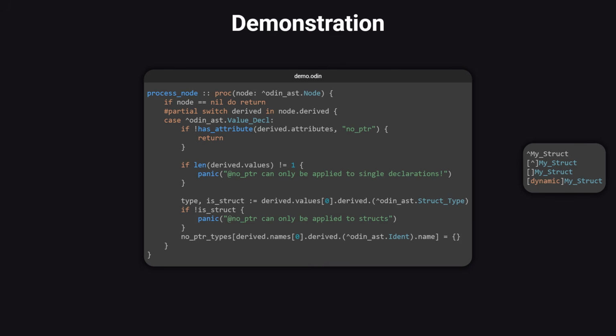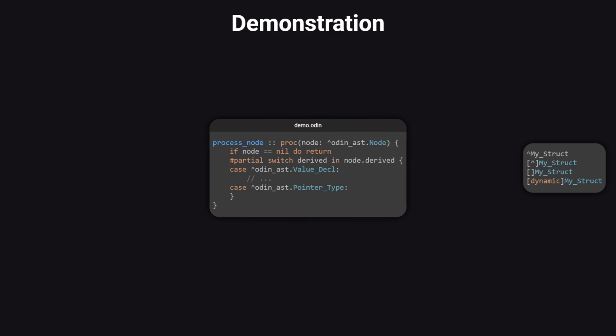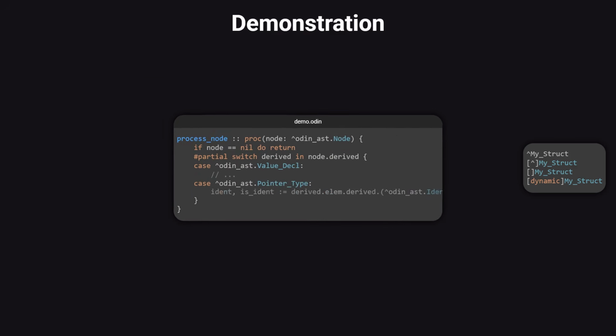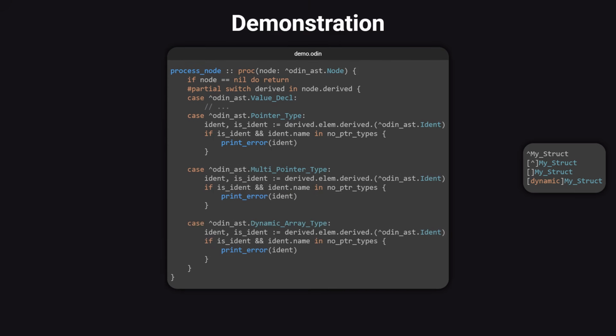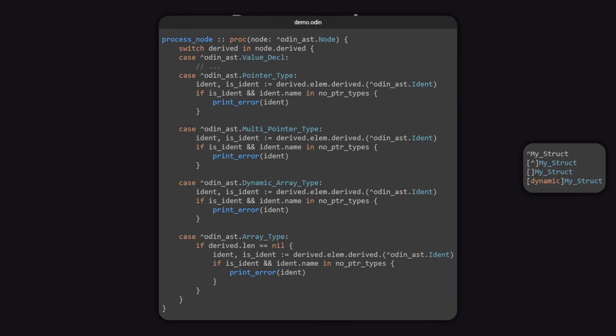Starting with basic pointers, we need to see if the element is an identifier, and if that identifier is in our list. If so, we'll just print a little error about it and move on. I'm going to put that error into its own procedure so that we can make sure it's consistent across all of our types. Now, we can copy this down for multi-pointers and dynamic arrays. Slices need a bit more handling since, for whatever reason, they're bunched in with arrays in the AST. We just need to check for a null length and make sure we're inside a slice.